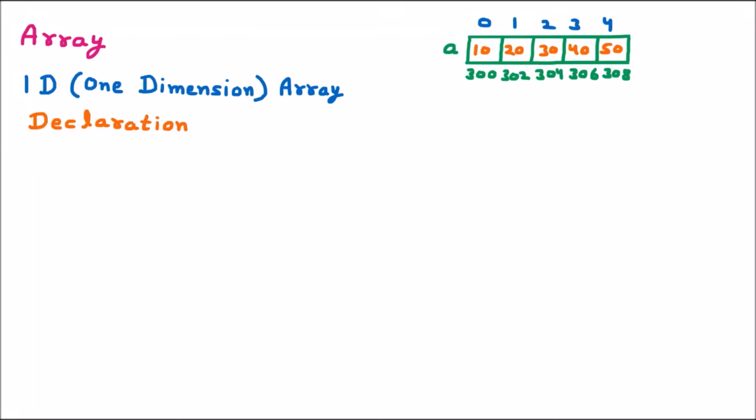Okay everyone, so now we are learning the first type of array, which is the 1D array, or one dimension array. In that we are learning how to declare a 1D array. So first of all, we should have the data type, then the array name, and then we will provide the bracket in which we will provide the array size.